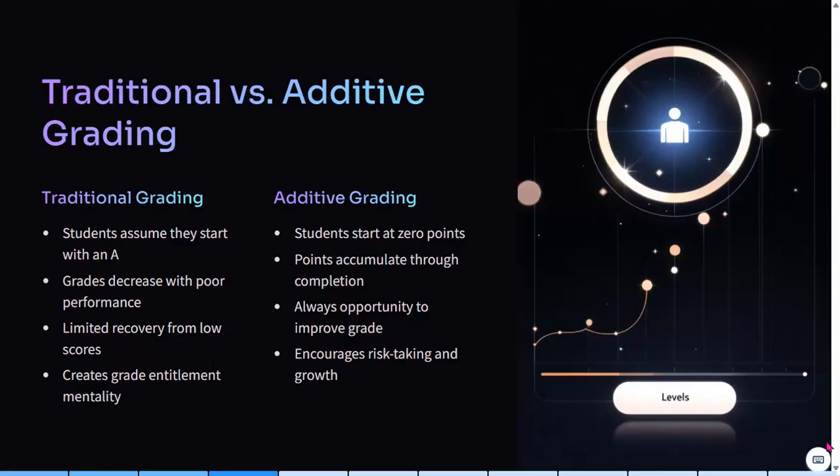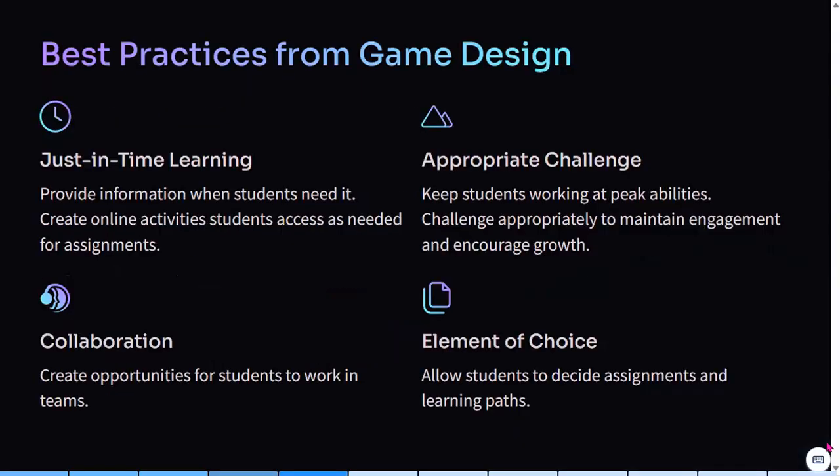Additive grading is used heavily in gamification. Students start at 0 and they use choice activities to accumulate points. They always have a chance to improve their grade, which encourages risk-taking.